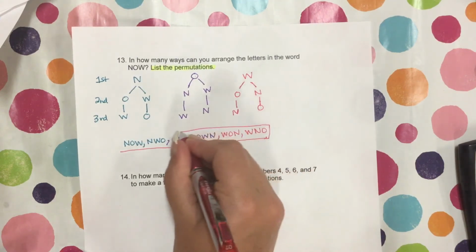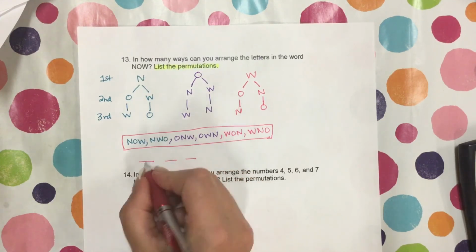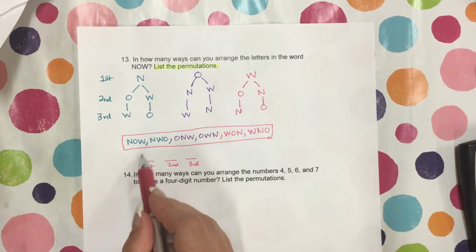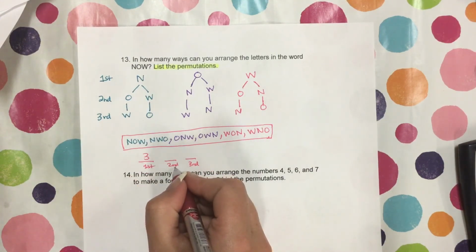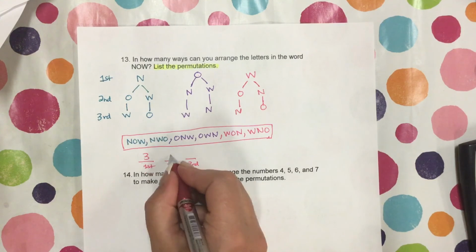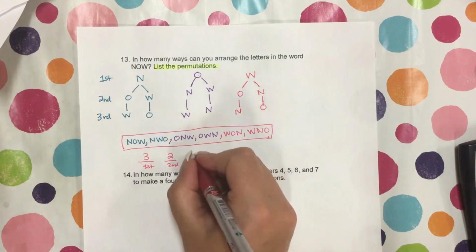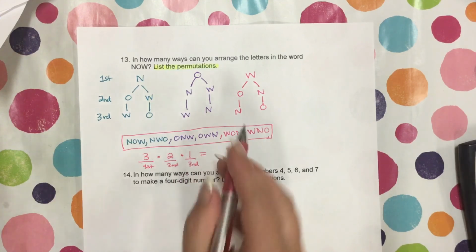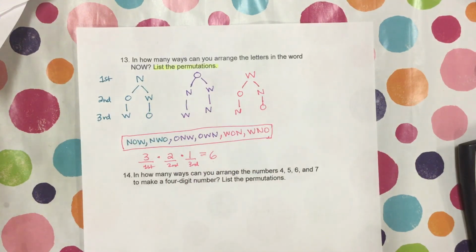Which makes sense because we have three letters, right? 1, 2, 3, and this would be first, this would be second, and this would be third. So how many options could be in this first letter? Well, there's 3 letters, so 3 could be here, right? How many could be in second place? Well, because one letter's here, only 2 could be there. And then in third, there's a letter here and a letter here, which means there's only one letter left over. And if we multiply all those, 3 times 2 is 6, times 1 is 6, which is the same number of options in our list. 1, 2, 3, 4, 5, 6.